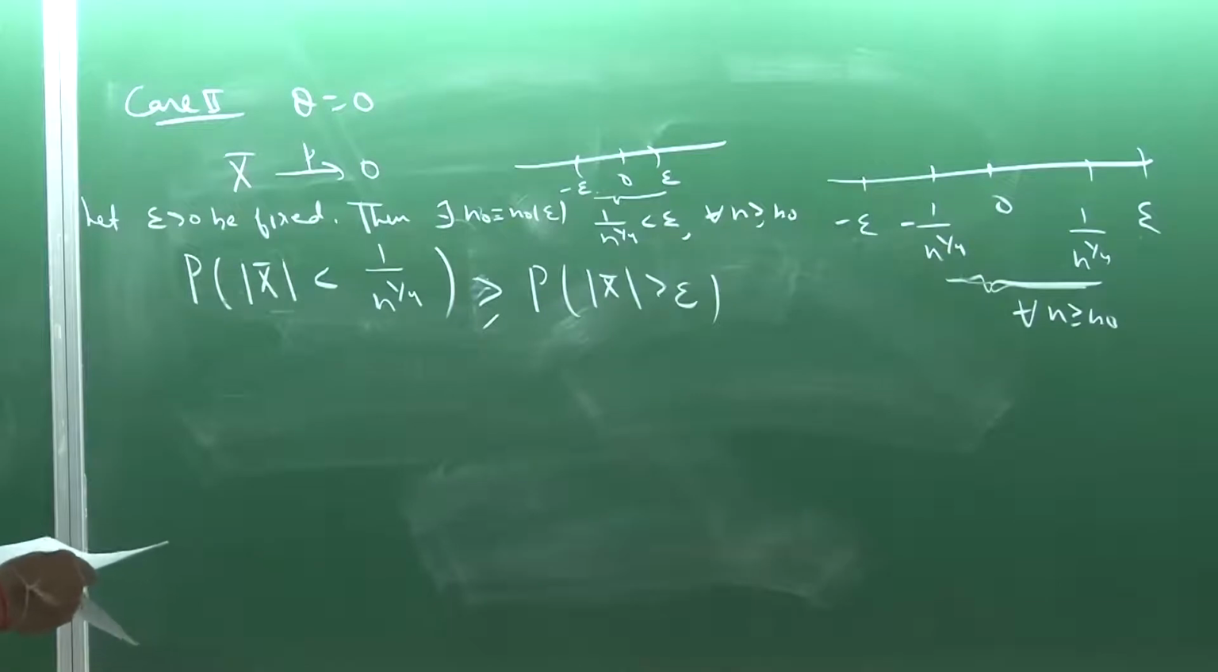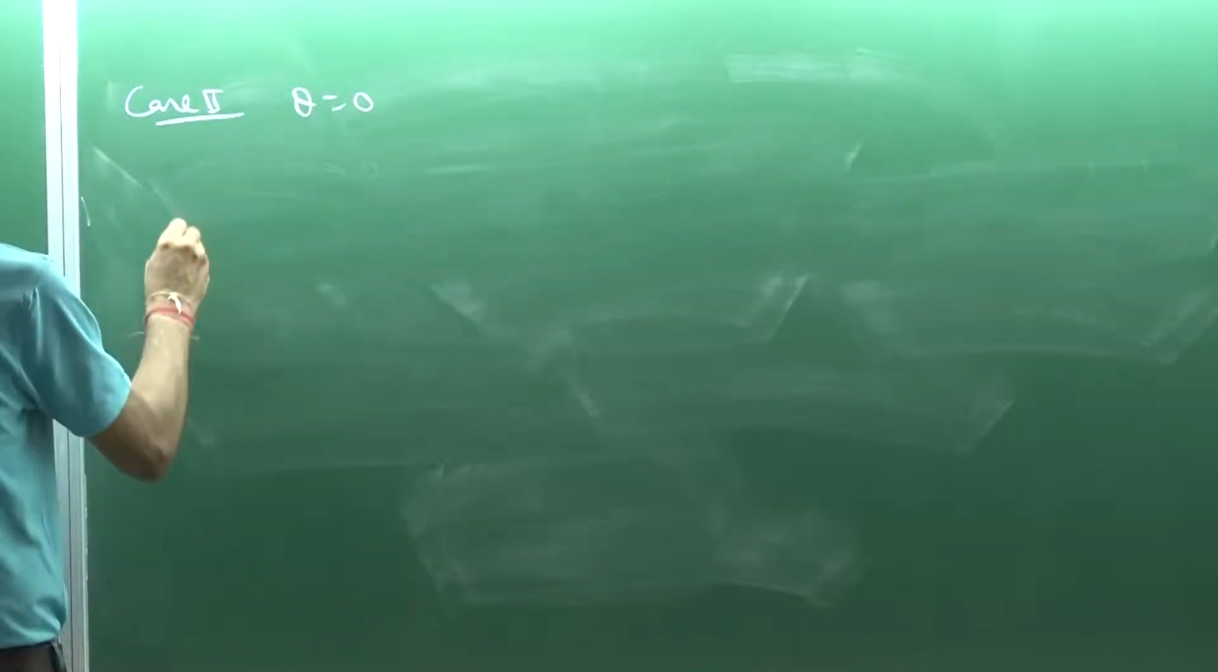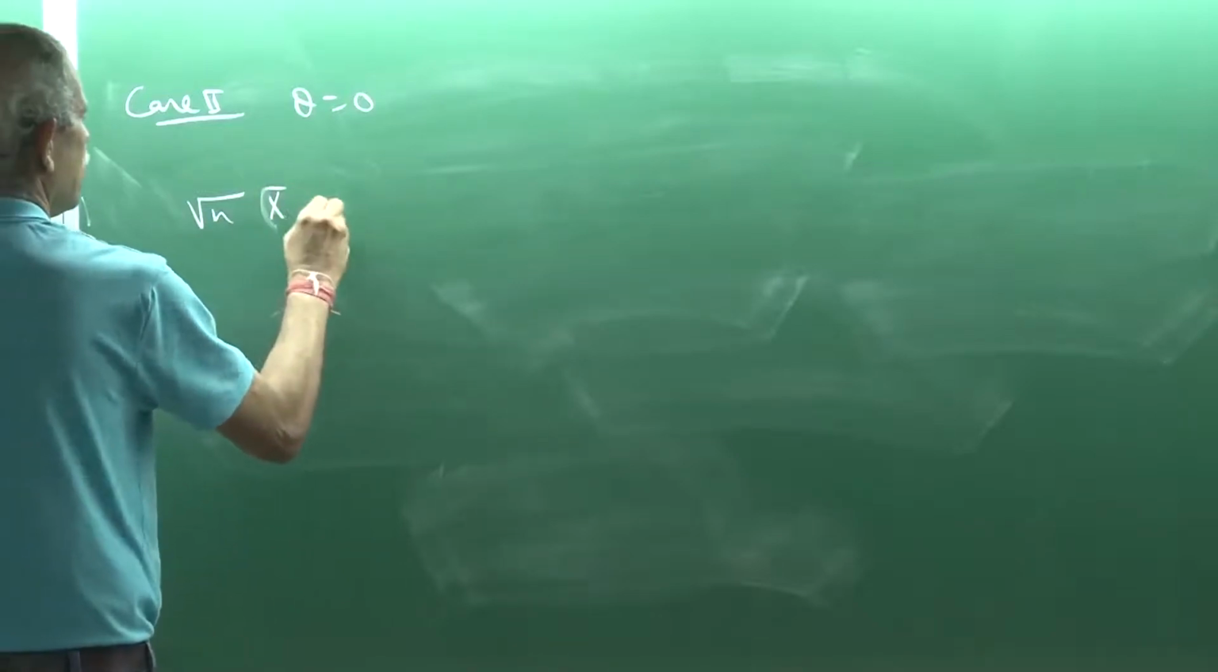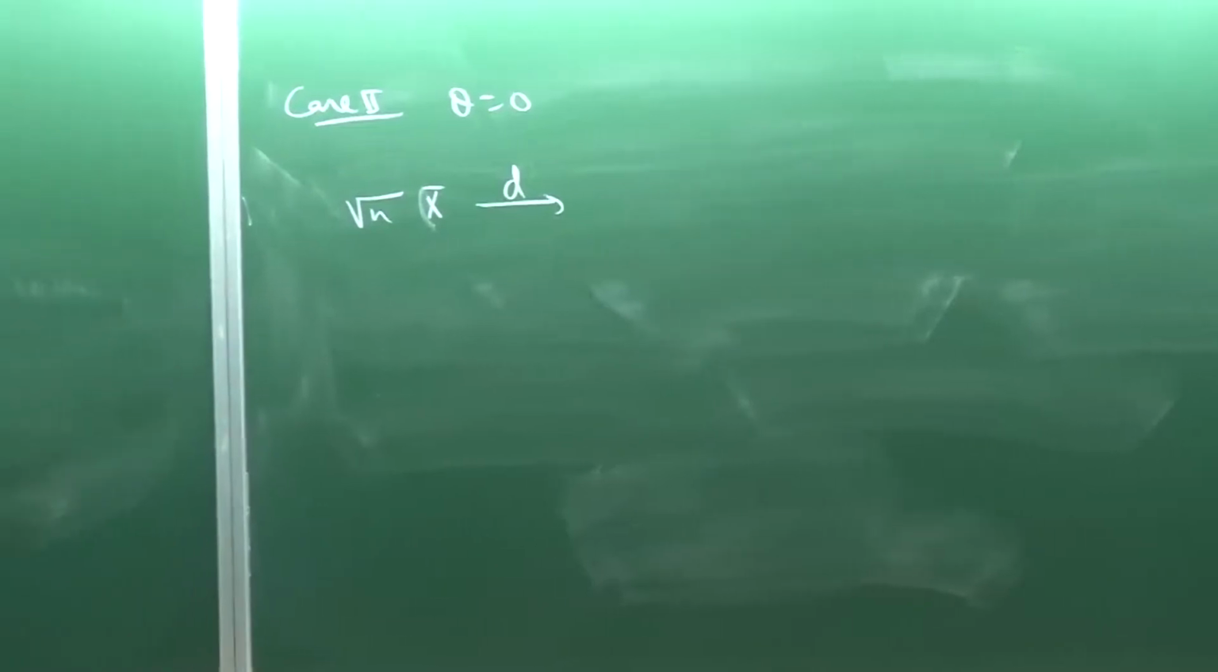So mod of x bar less than 1 upon n to the power 4. I want that this is going to 0. In fact, what we know is much more than this. So let me just write it down over here. In this case, what we know is root n x bar goes in distribution to normal 0, 1.